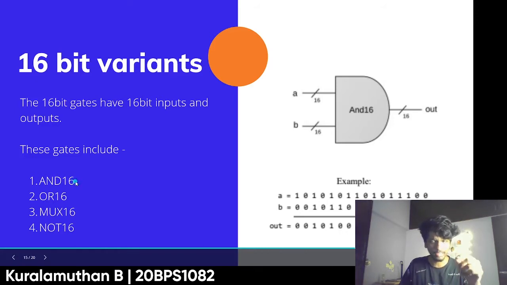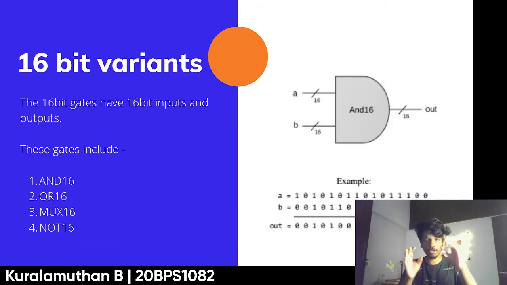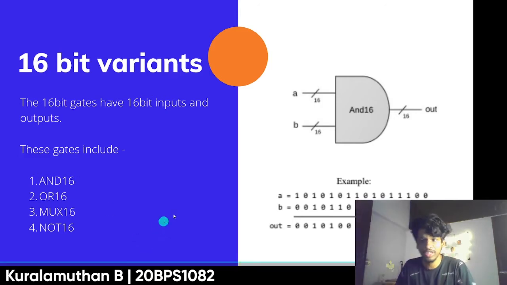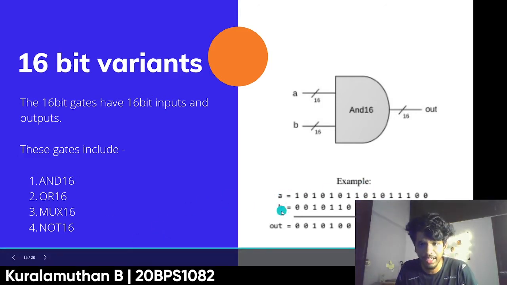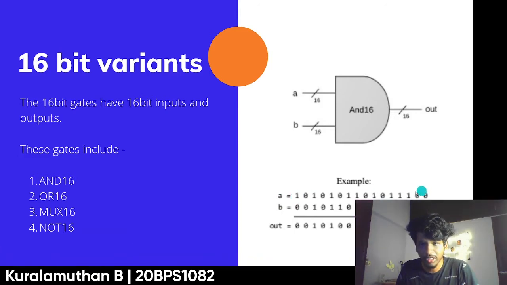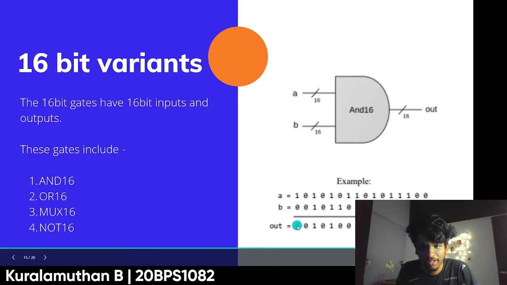In AND 16-bit, the AND operation is performed between 16 bits of data. Here we can see an example. There is an A and B, which are 16-bit data. The AND is going to be performed between each single pair of bits. So the first bit of A and the first bit of B carry out an AND operation. So 1 and 0 is 0. 0 and 0 is 0. 1 and 1 is 1. And the output is again generated in 16 bits.